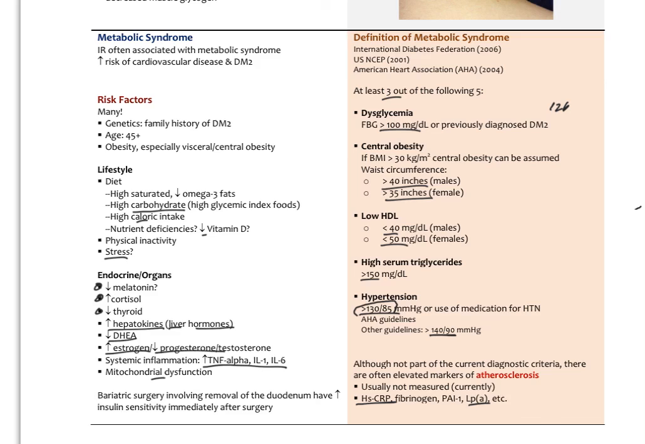So that's the criteria for metabolic syndrome, and that's a basic overview of insulin resistance. In the next series of videos, we'll talk about the complications of diabetes and then jump into assessment and treatment.